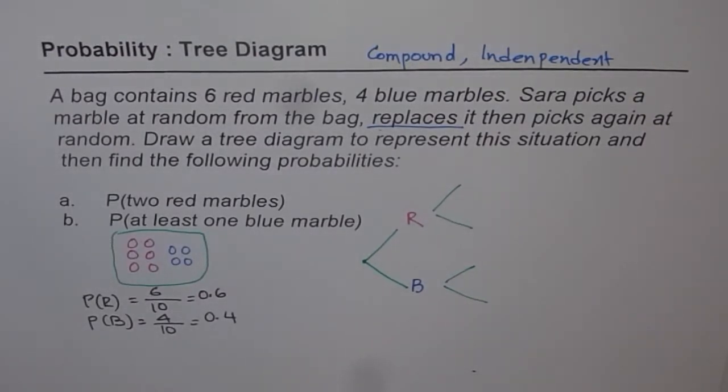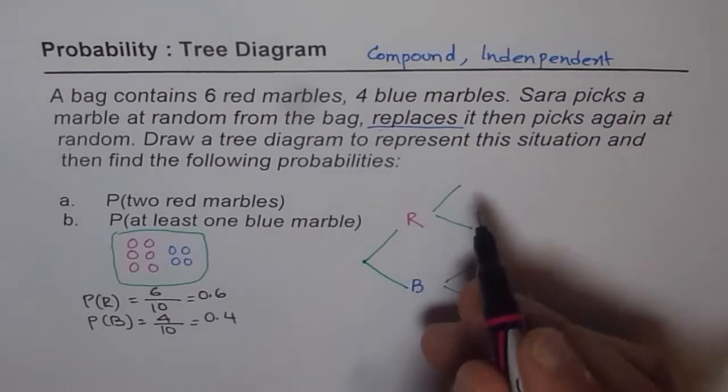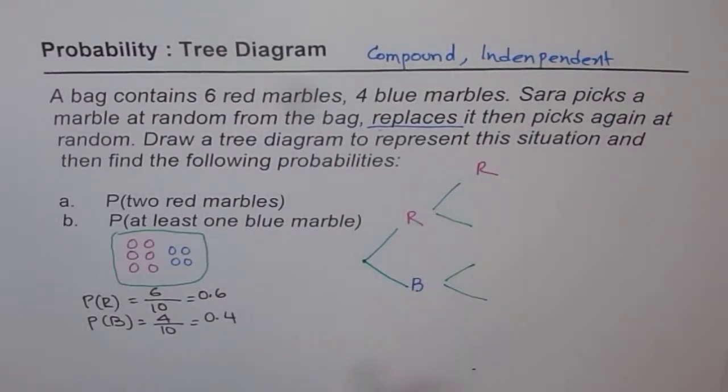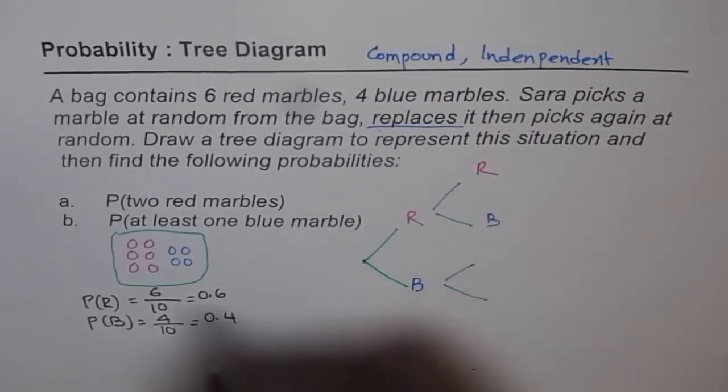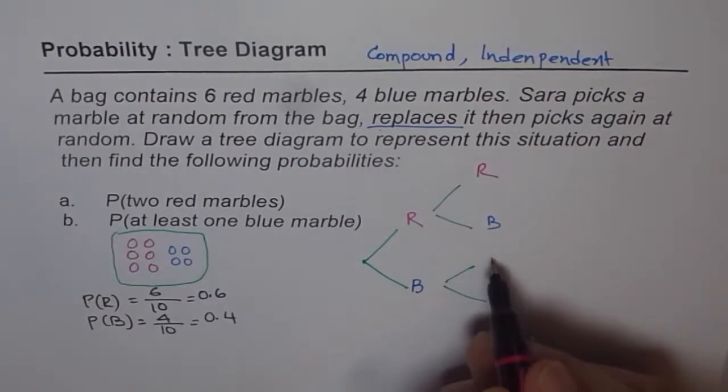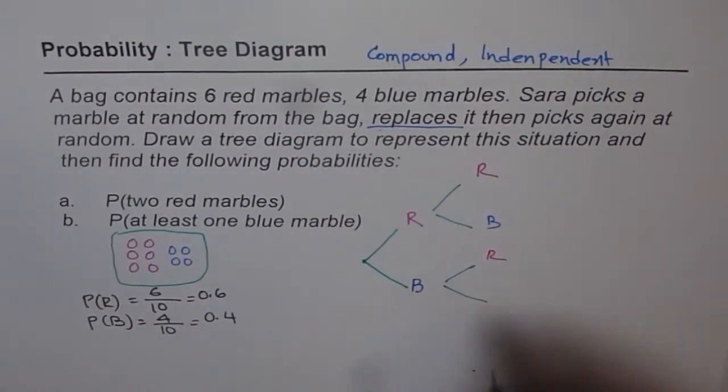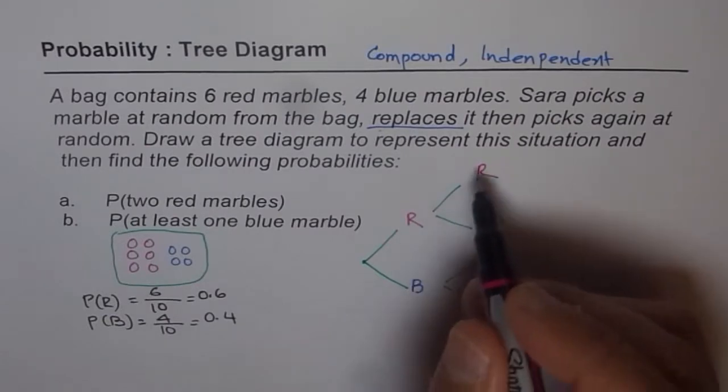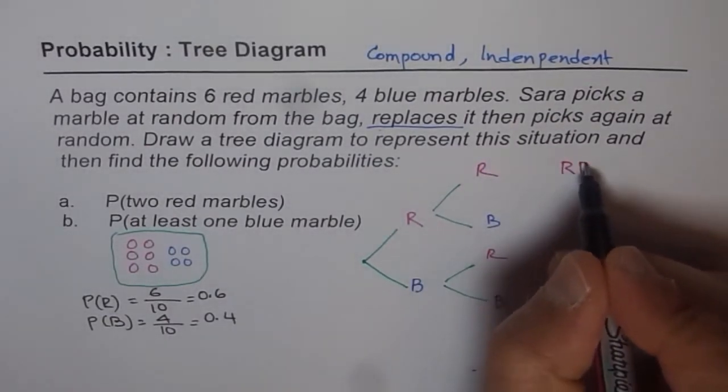That is, if she had picked red first and then again she picks, it could be red or blue, right? Since there are only 2 types of marbles here. So it could be red or blue. So these are all the combinations. Now in junior classes, what we used to do is we used to write this as RR here. So these are the outcomes, right?